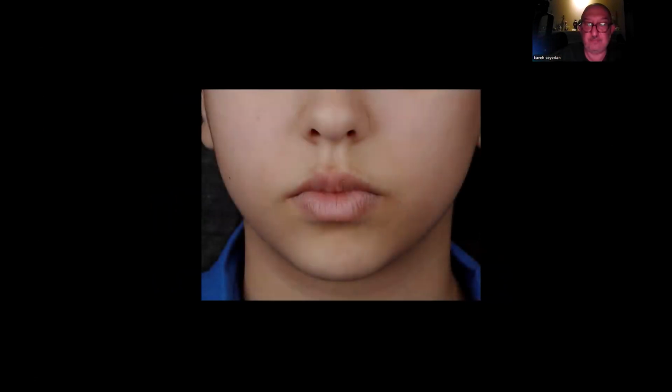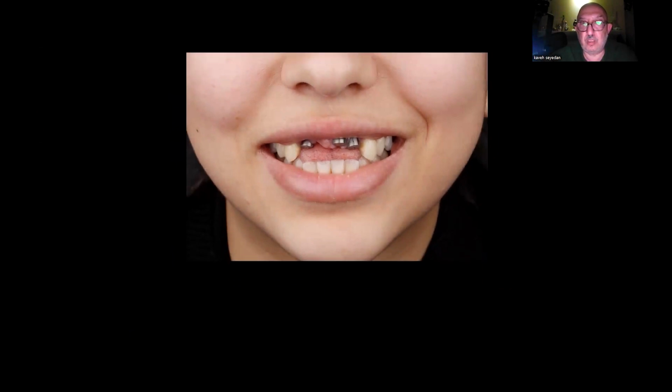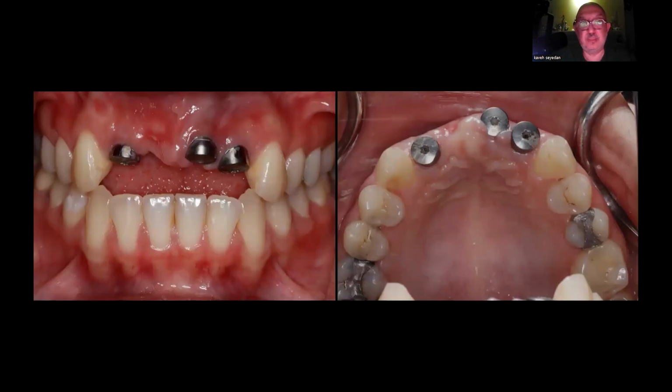So this was a big disappointment to the patient. And then these are the lateral views of the patient, both from the right and left side, resting and also when smiling. You can see that the upper left central is still too much buccally. It's clear here that the upper left central incisor should be explanted as well. So again, I asked the surgeon to explant it, and the patient was really unhappy with this.